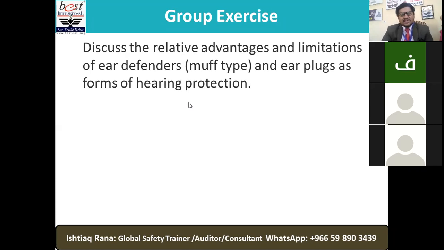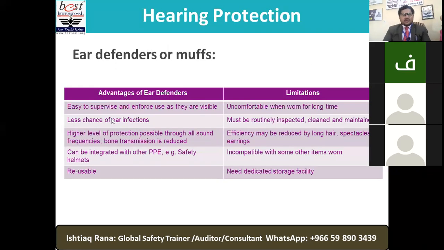So some limitations, but let's see what NEBOSH is talking about. Ear defenders or earmuffs, advantages: easy to supervise and enforce use as they are visible.